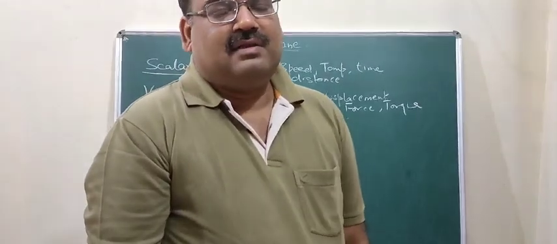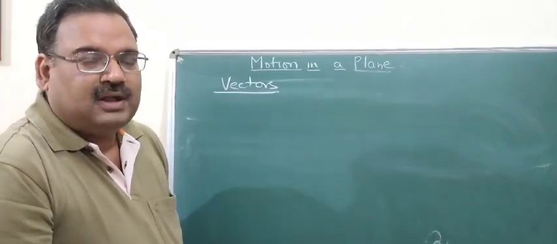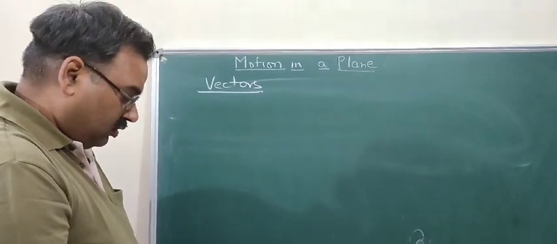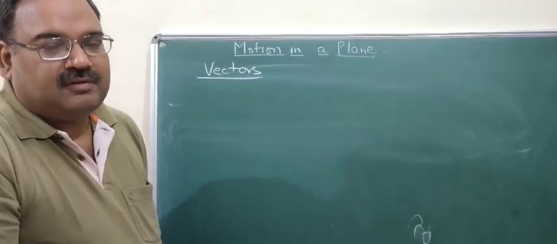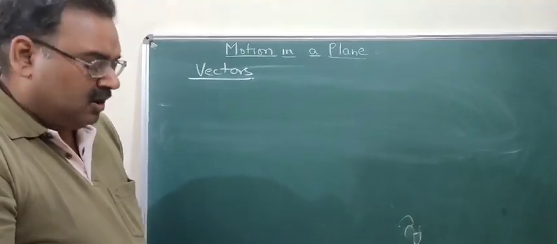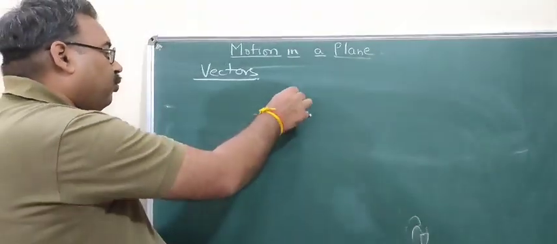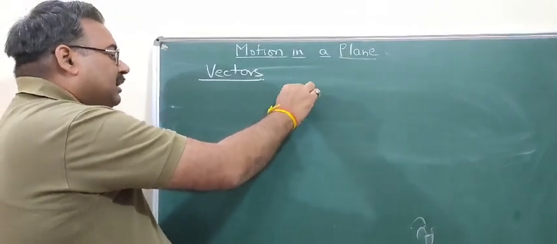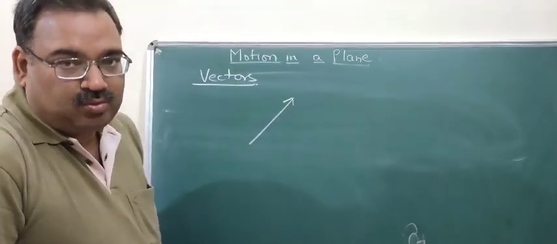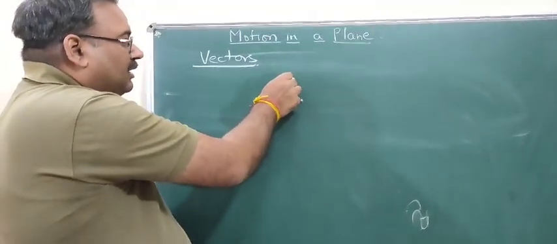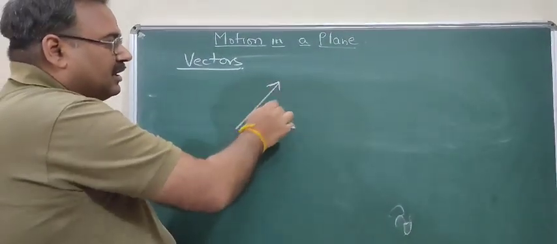Now in this lesson we are going to study about vector quantities. We are going to study about vectors. So how is a vector represented? What is the notation for a vector? We are going to discuss this. So a vector quantity is generally represented by an arrow. The arrowhead tells you the direction of the vector quantity.